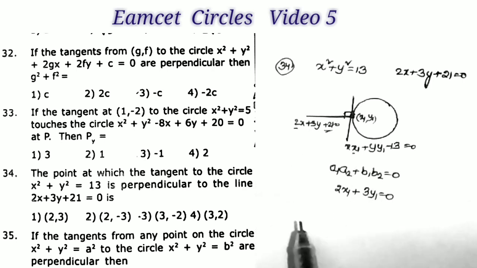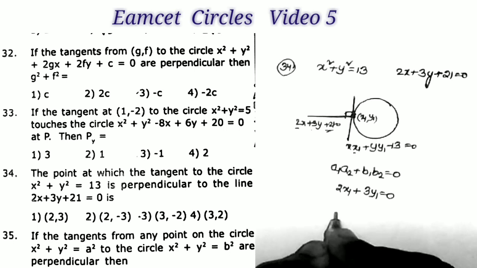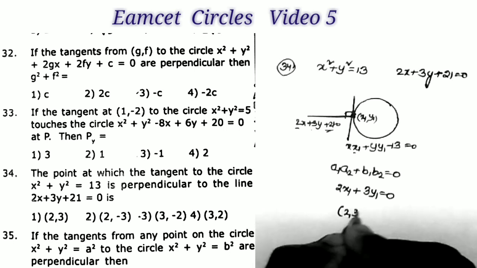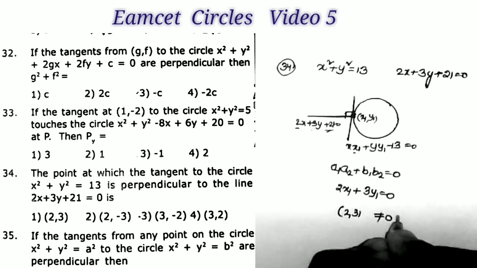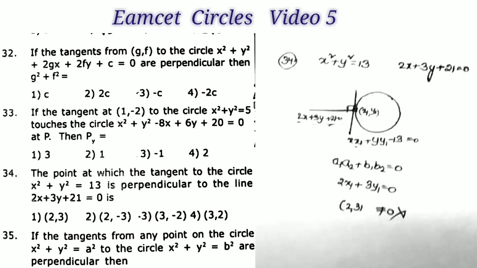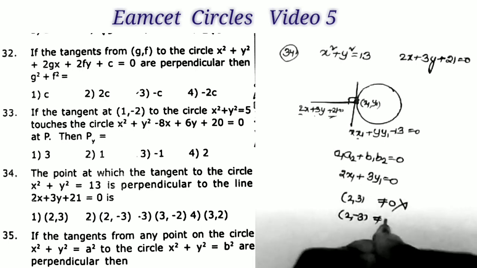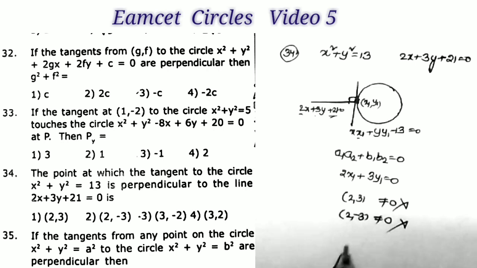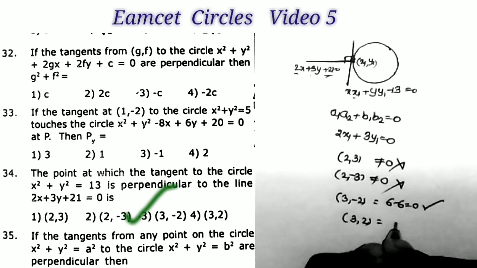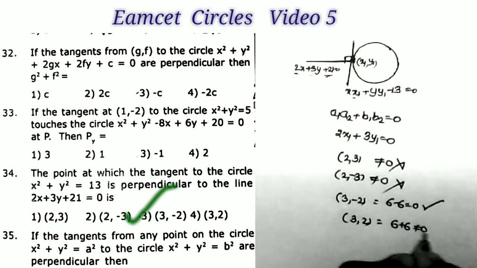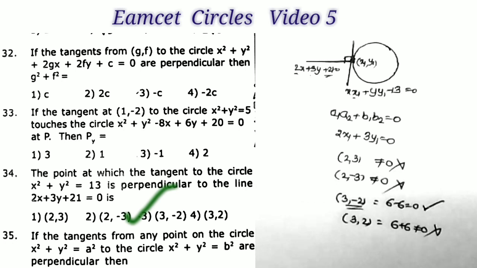Now just checking the options here. What is the first option? (2, 3). That is 4 plus 9, which is not equal to 0. So this is not the correct option. Now taking the second option, (2, minus 3): 4 minus 9, which is not equal to 0. This is not the correct option. Now taking the third option, (3, minus 2): replacing the values, we get 6 minus 6 is equal to 0. Yes, this is the correct answer. Of course, the last option is also not satisfied: 6 plus 6 is not equal to 0. So the answer is the third option, that is (3, minus 2).